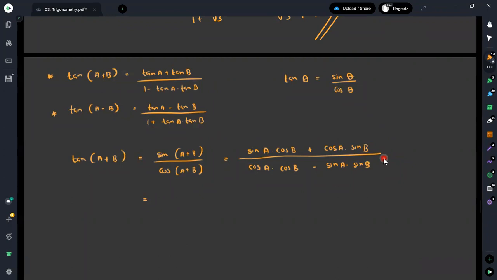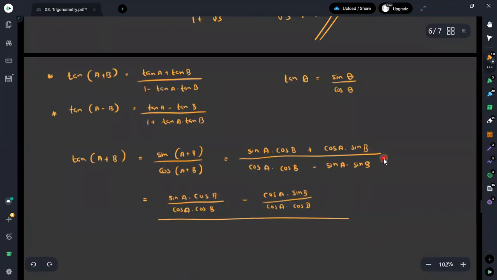If you divide them separately, we can say it as sine A into cosine B divided by cosine A into cosine B. I have separated the division. Then cosine A into sine B, it is divided by cosine A into cosine B. Then this entire equation is divided by cosine A into cosine B. This is what we had initially.